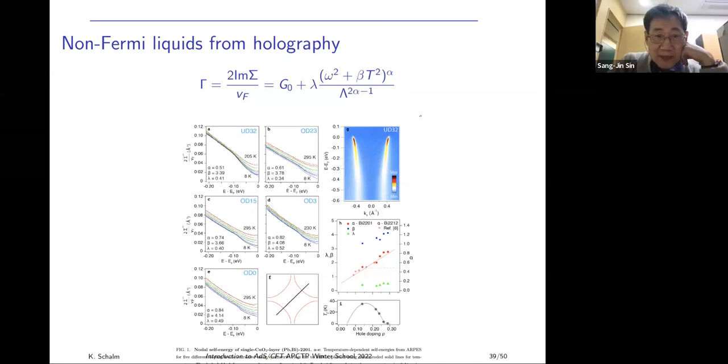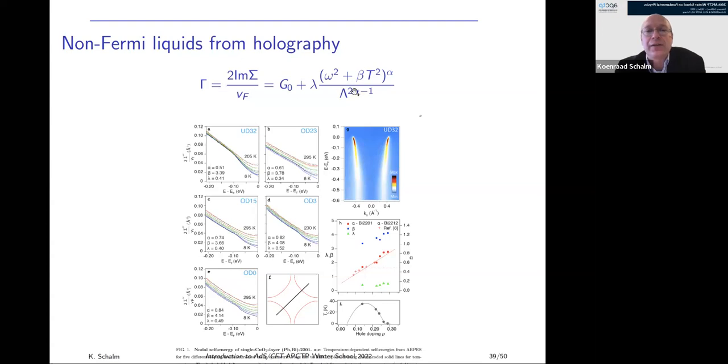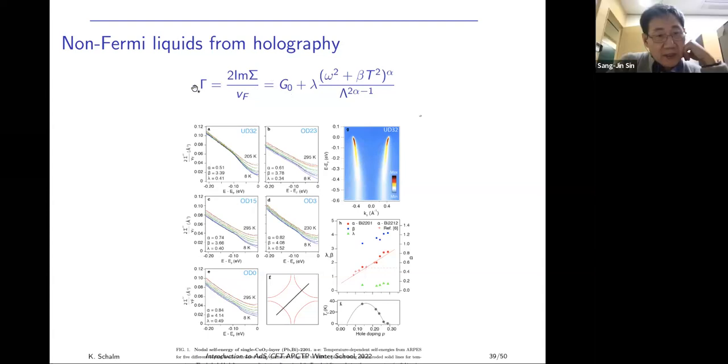What is a big lambda? This is just to make the dimensions. The dimension of this object is dimension of frequency or energy. So this is just an overall scale that you put in to make sure that this object has the right frequency. So this is coming from the what, AdS2?